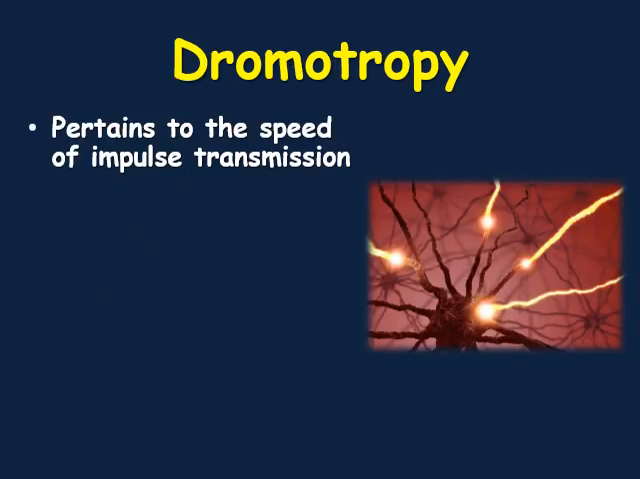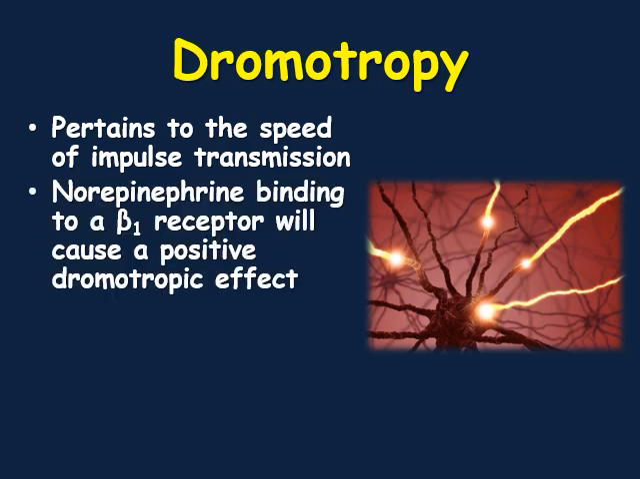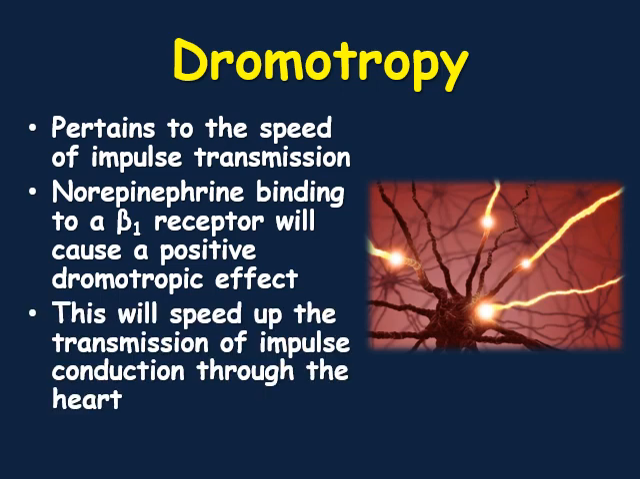In the last of the 3, we have dromotropy. So dromotropy pertains to the speed of impulse transmission through the myocardium. Okay, so again, norepinephrine binding to a beta 1 receptor will have a positive dromotropic effect. So anything that has a positive dromotropic effect is going to speed up the transmission of the impulses through the heart, which again, kind of goes hand in hand with chronotropy also.